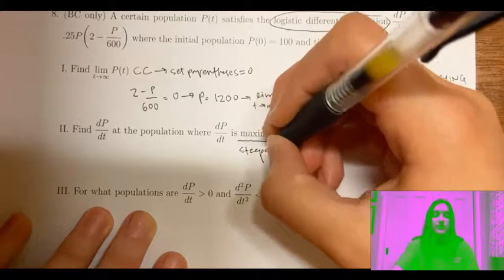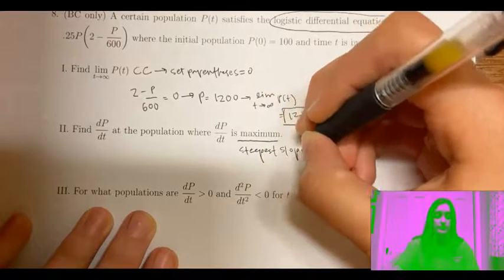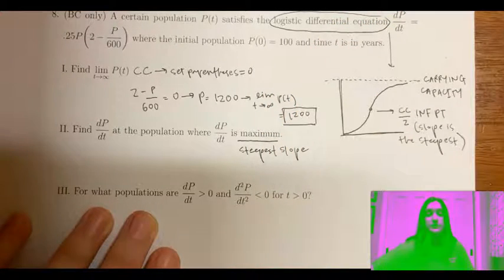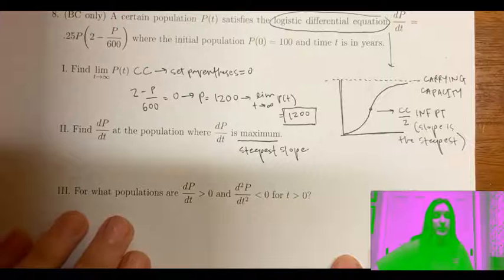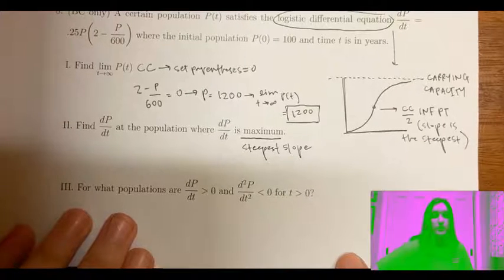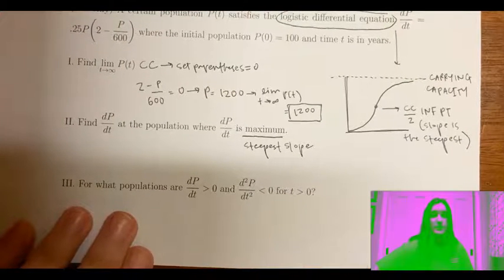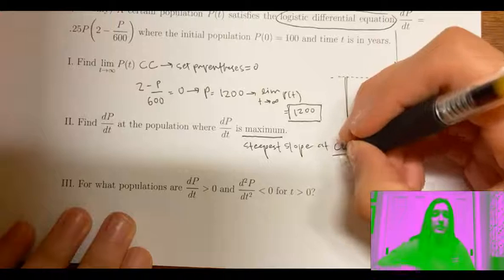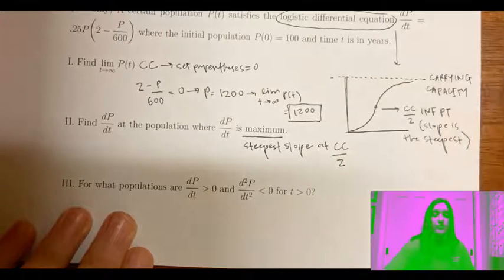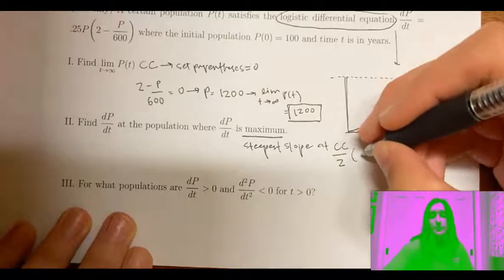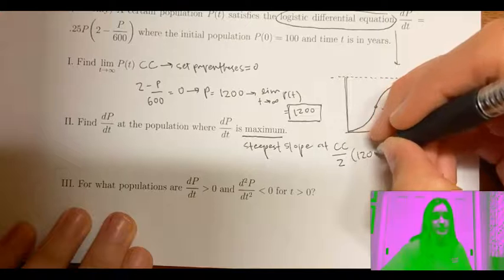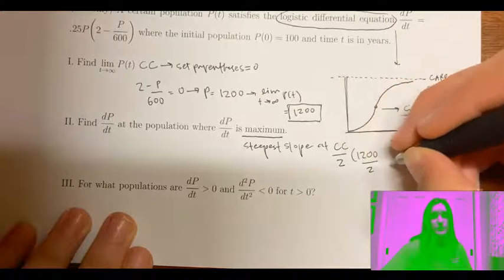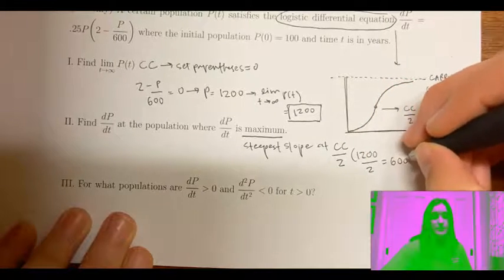And so to find that maximum derivative, the first thing that we need to do is just figure out that inflection point, and that's pretty simple. All you do is take the carrying capacity and divide it by 2. We already know that the carrying capacity is 1200, so when we divide it by 2, I was just writing the steepest slope is when you have carrying capacity divided by 2. So that's 1200 divided by 2, and that's going to be 600.